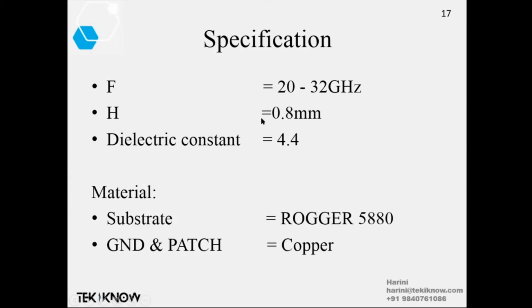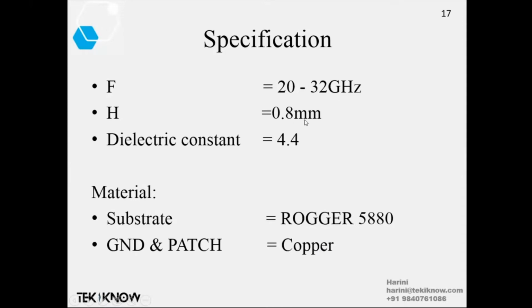Here, H is the height of my dielectric material. Here I selected the material as Rogers 5880, that is an RT Duroid. And my ground and patch: that is not a patch, that may be a top layer in case of SIW. In case of an antenna, it's known as a patch or radiating element. Here I can select ground and patch as copper. Rogers, I said, the dielectric constant is 4.4, I think. Height is 0.8.